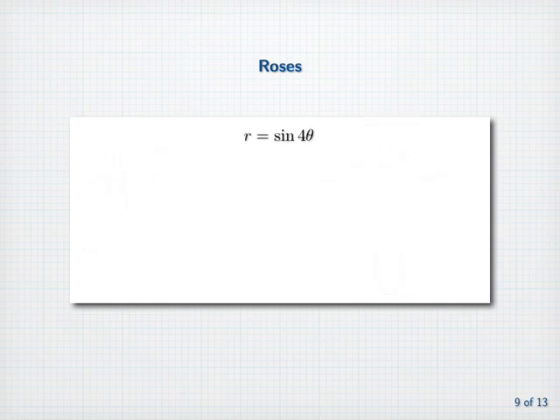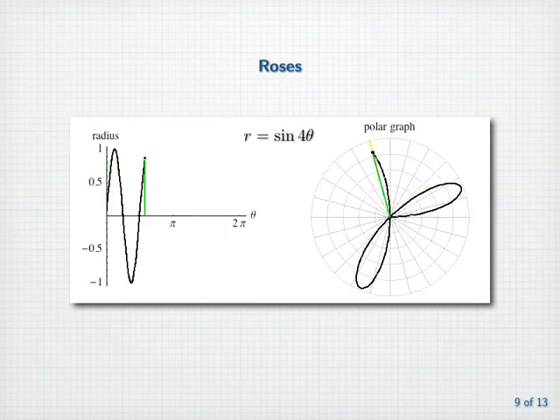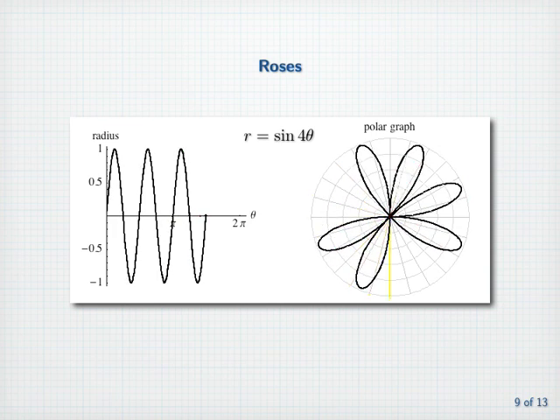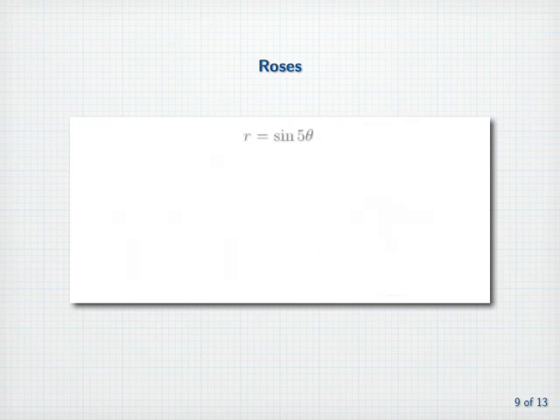The polar graph of r equals sine of 4 theta is an 8-leaved rose. So we've seen so far that when the coefficient of theta inside the sine function is even, the number of leaves in the figure is twice that number. On the other hand, the graph of r equals sine of 3 theta had 3 leaves, and we'll see next that the graph of r equals sine of 5 theta has 5 leaves.